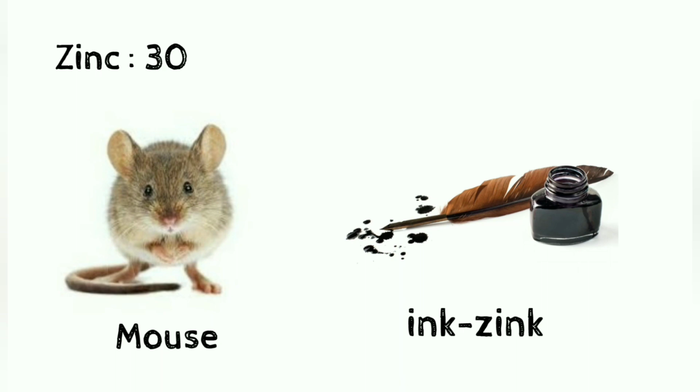So all these elements which we have seen till now, from atomic number 21 to 30, make up the 3D series, which are so important in the 12th chapter, coordination compounds.